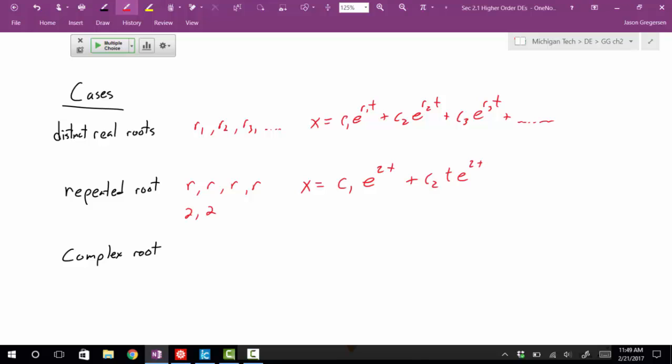What if it was repeated more times? What if it was 2 and 2 and 2 and 2 and so on and so forth? The next one would be t squared e to the 2t. Then t cubed e to the 2t. I just keep multiplying by t.